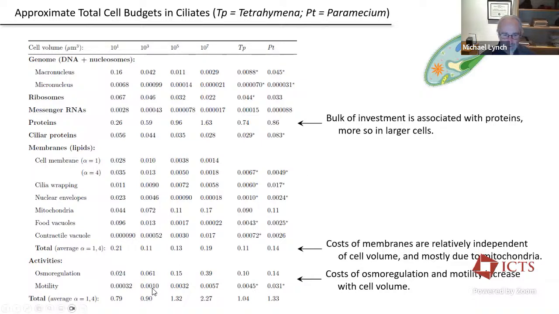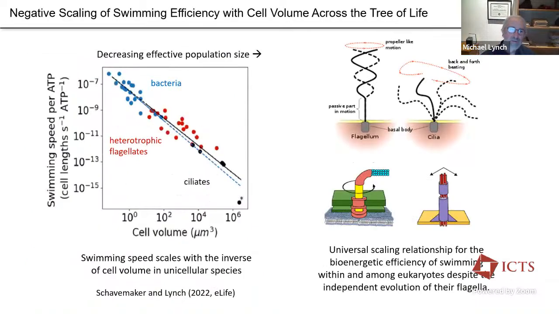And then finally, there's the cost of motility. And I'll just end with a slide on the cost of motility in a bunch of different organisms, showing you another one of these universal scaling relationships. A lot of organisms, single-celled organisms, can swim, and that's true of both bacteria and eukaryotes. They swim using flagella, or we sometimes use the word cilia in eukaryotes.